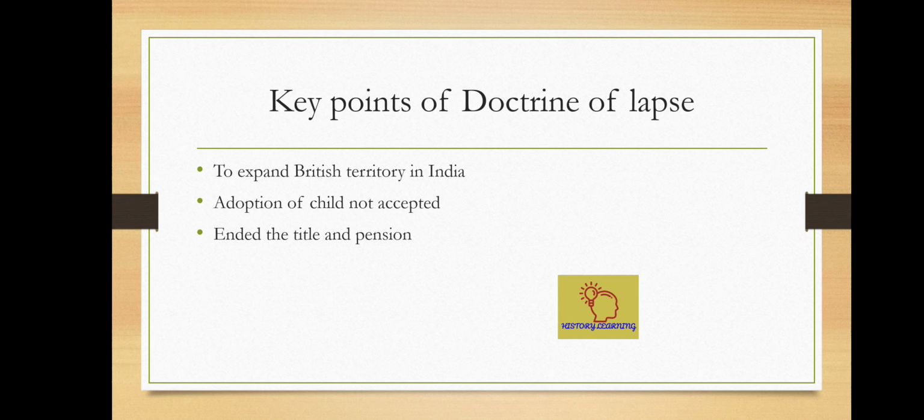This was introduced by Dalhousie to enable the British East India Company to monopolize their dominion over Indian states, which increased the revenue. This made the British very unpopular and the rulers of the different states bitter enemies of the British, which became one of the reasons for the 1857 revolt.